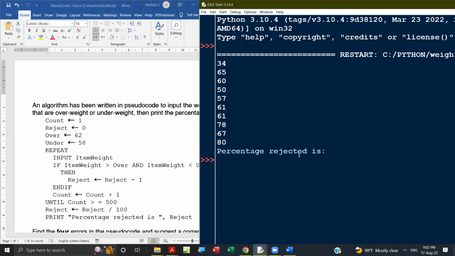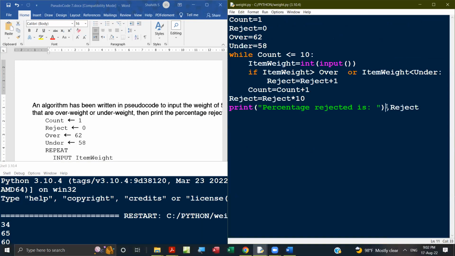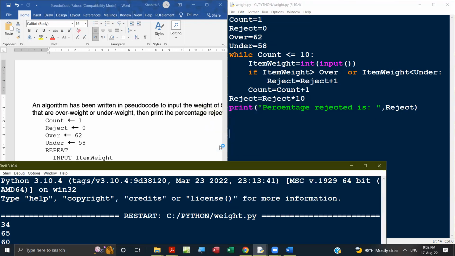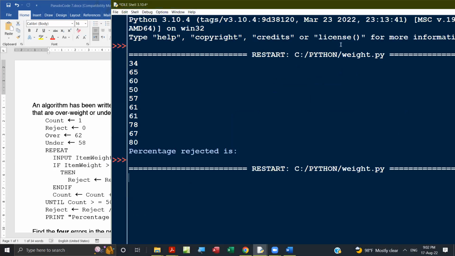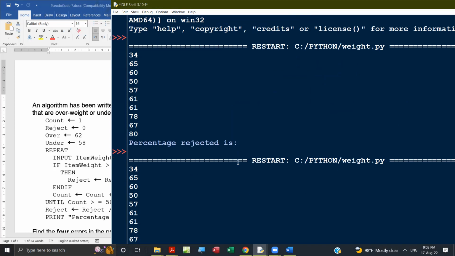Oh, percentage rejected is showing like this because we need to write reject inside, not here. Okay, we need to type it inside. Okay, we can run this once again. So 34, 65, 60, 50, 57, 61, then again 61. Yeah, I put it like that. That's why. Then 78, 67, 80. So we can check.